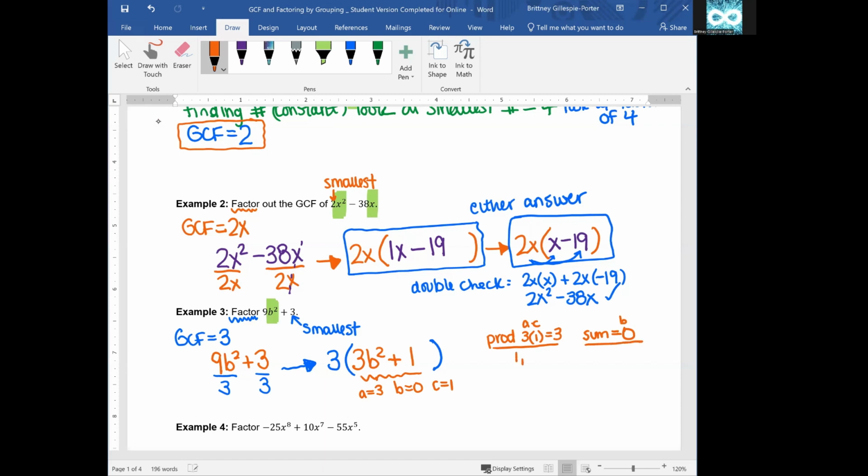The only ways to multiply to be 3 are 1 and 3. 1 plus 3 gets us 4. And -1, -3, which gets us -4. There's no other ways to multiply to be 3, which means that we can't factor it any further, and just taking out our GCF was enough for our factoring problem. So our answer is 3 times 3b squared plus 1.